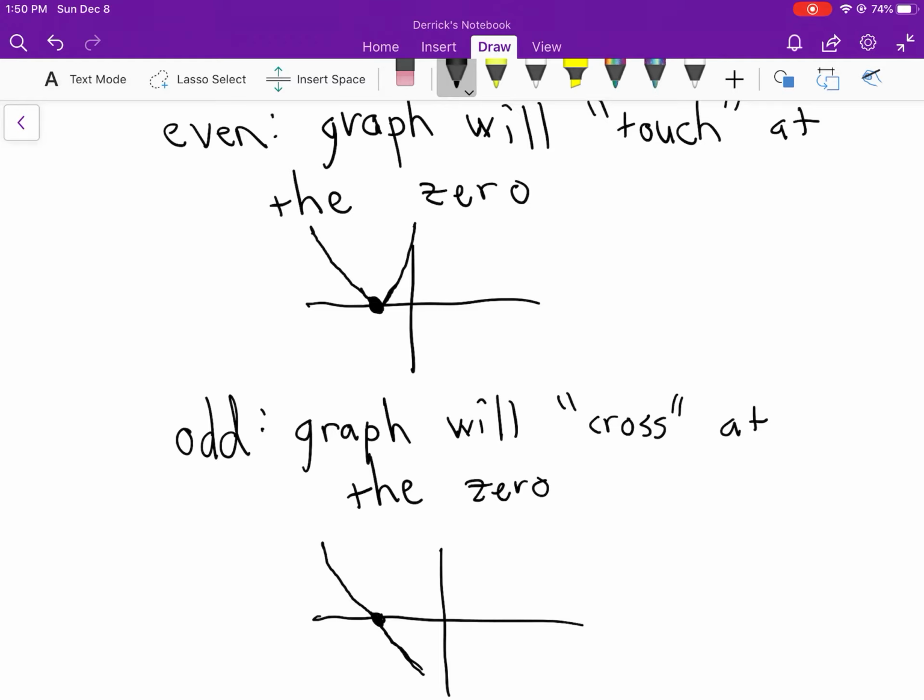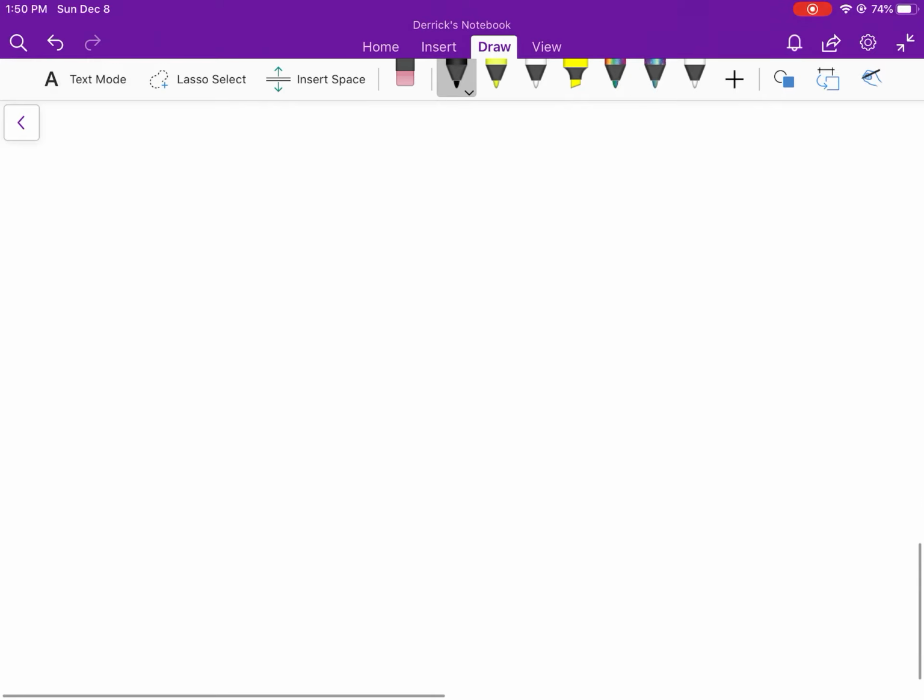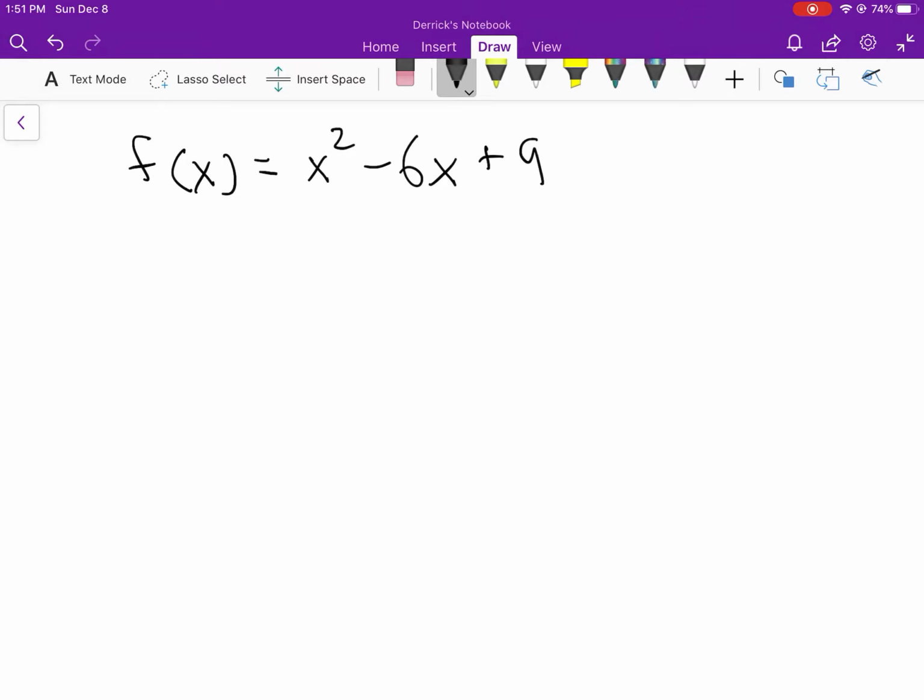Okay? So the reason why we care about that is that it informs our ability to graph. So examples where you could get an even multiplicity: let's say you had a function like, let's do x squared first. Like x squared minus 6x plus 9.